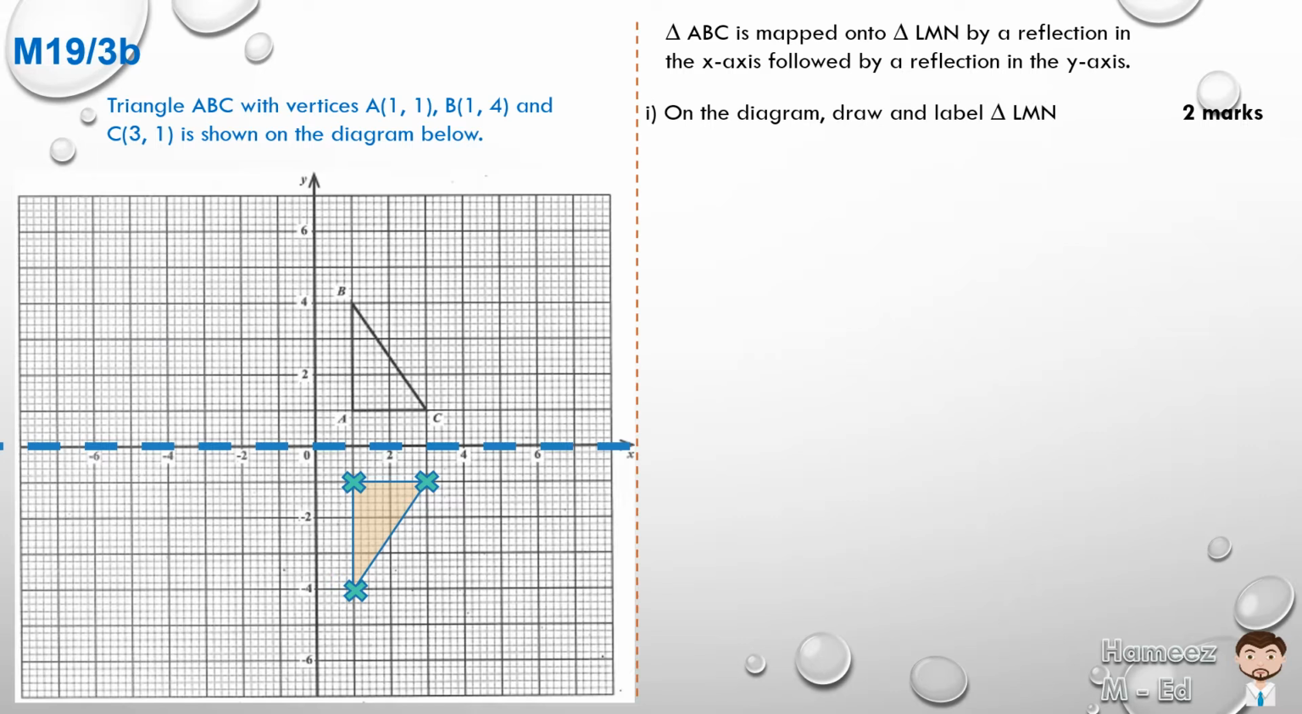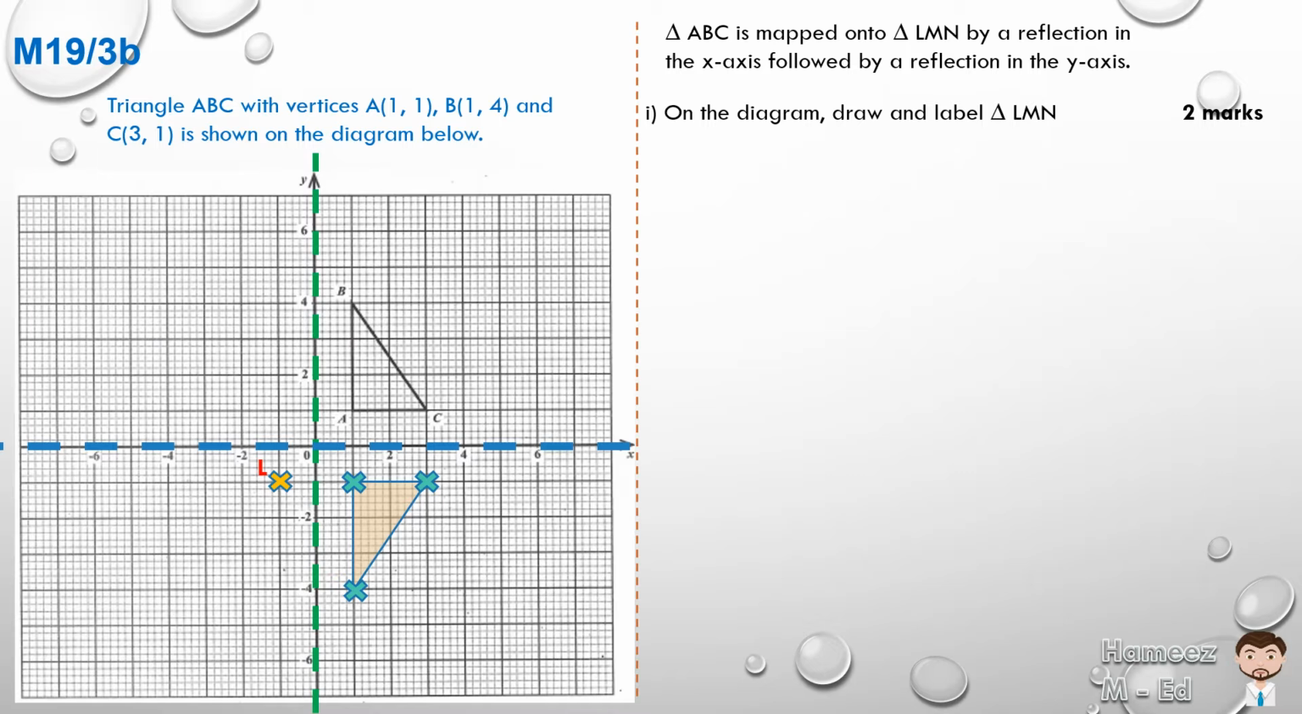Now we need to reflect it along the y-axis. So let's bring up the y-axis as a dotted line in green and reflect each of those points. The point A, which is reflected down, will now be reflected to the left. It's 1 unit away from the y-axis on the right-hand side. So once reflected, it will end up 1 unit on the left-hand side. And that will be L.